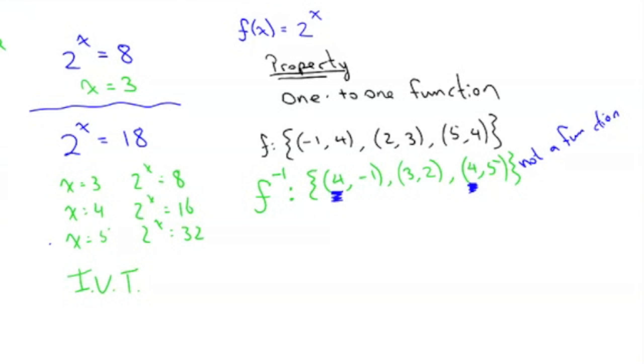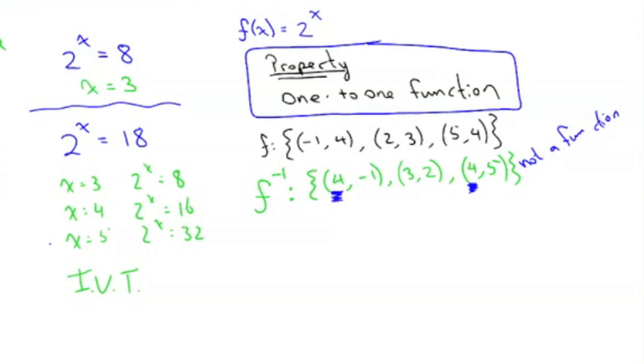So this idea right here comes in very handy. This f is not 1-to-1, because when I flip it over, it becomes not a function. And the reason it becomes not a function is because the x values are repeating, therefore it's breaking the axiom of for every domain there's exactly one range. But it's flipped, so therefore it becomes for every range there's exactly one domain.